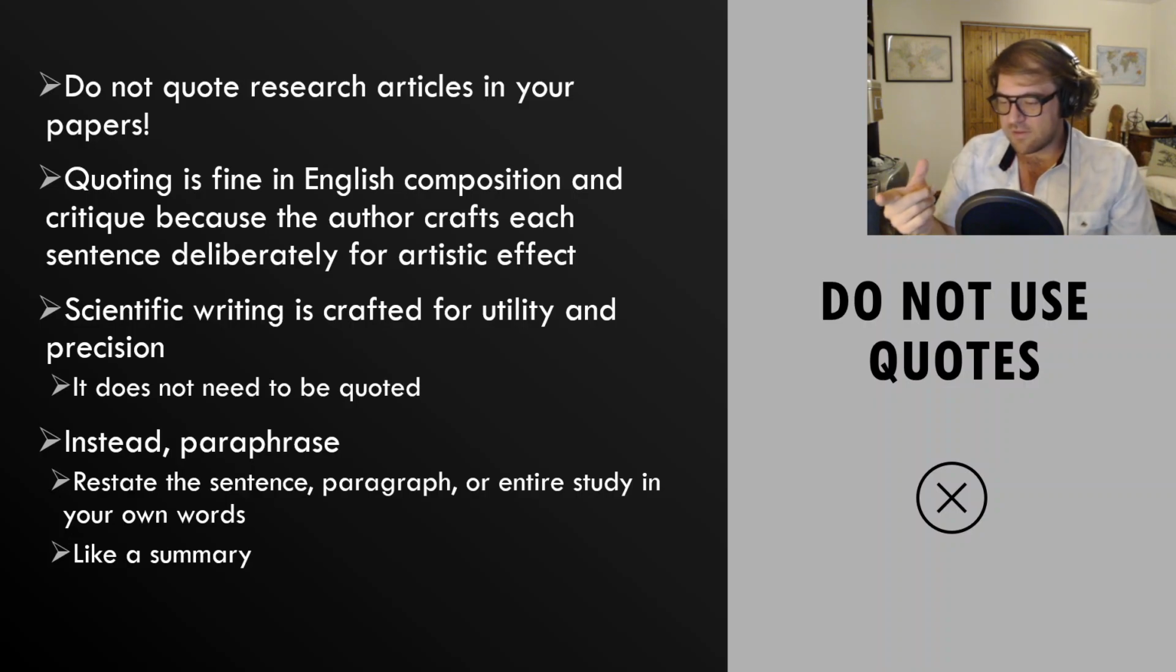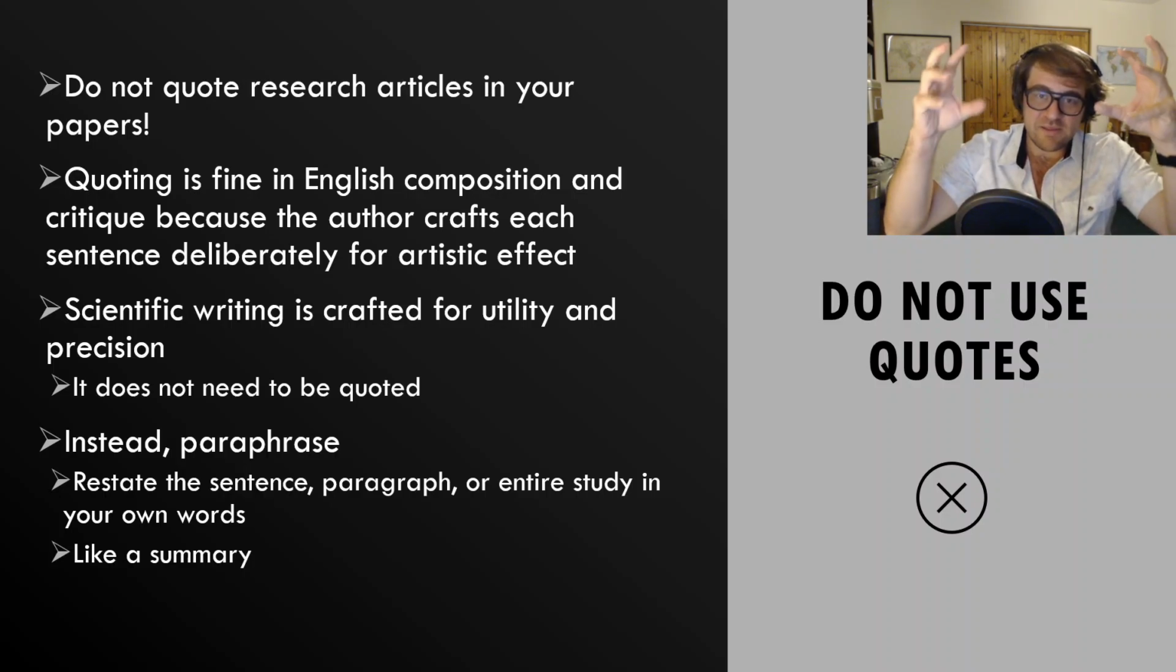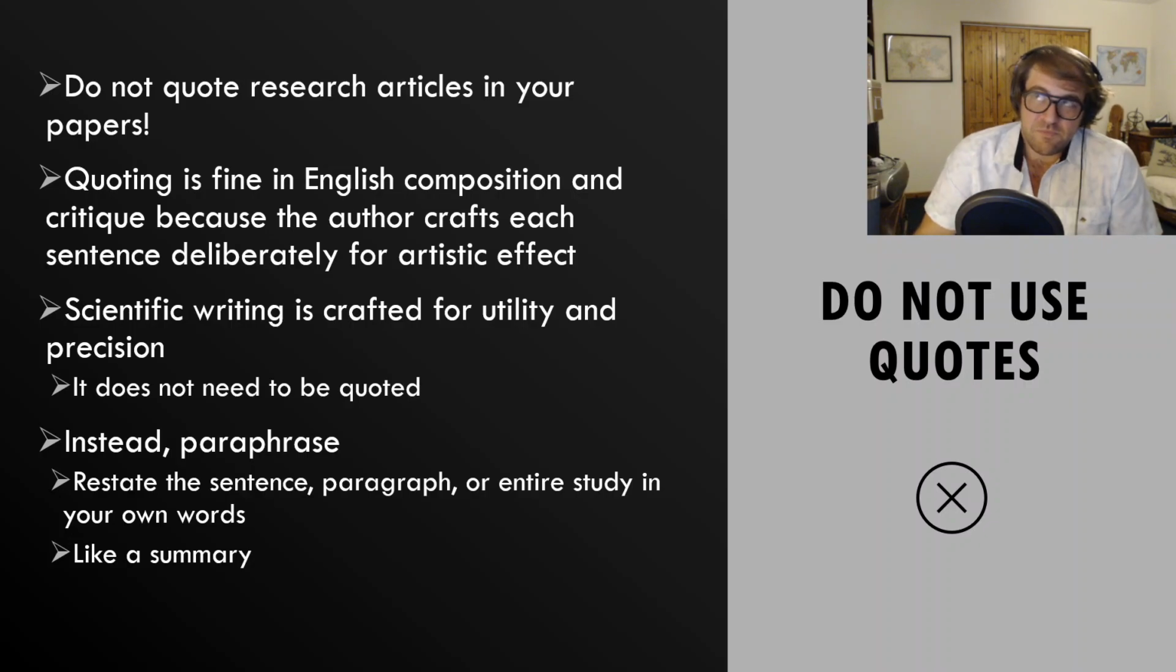But scientific writing is not crafted the same way. Scientific writing is there for utility and precision. It also should be there for clarity, although not every scientific writer is very clear, which you certainly know because you've read some of these papers. It should be precise, clear, utilitarian. It doesn't need to be quoted because it's stated in as clear a way as the author could say it. The ideas need to be credited, and the way you credit the ideas is by citing the author. But don't quote things from papers.